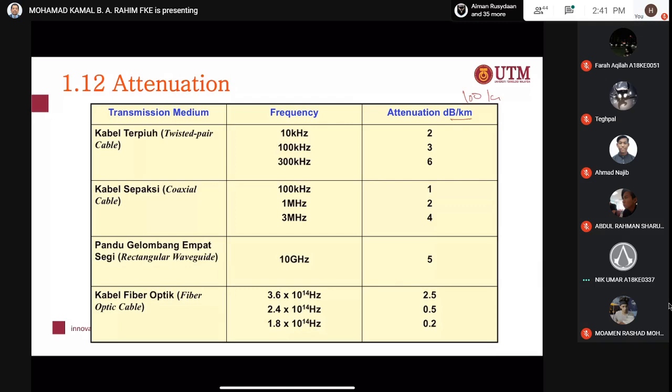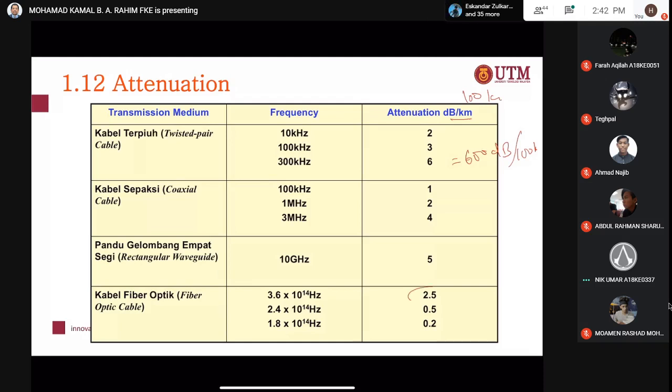So you have to multiply by 100. So this one becomes 600 dB in 100 kilometers. Banyak tu. Lot of loss. 600 dB is a lot already. Okay, so that's why cable losses depend on the application frequency as well as the length. What you can do is use a shorter one so that you have less losses.